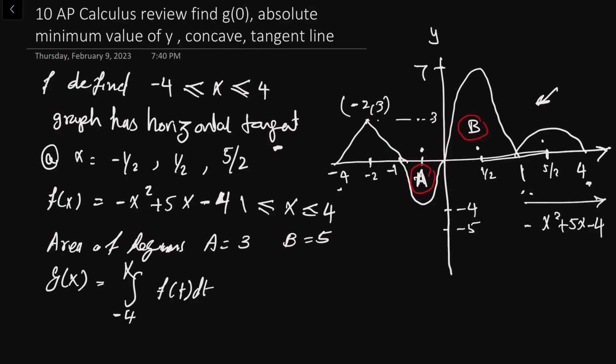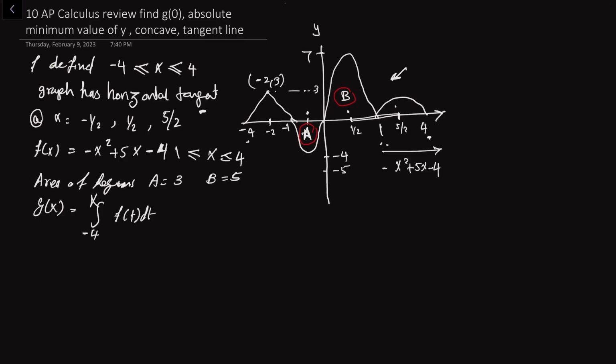And from the other interval, we have g of x, that's another function here: the integral from -4 to x of f of t dt. Now, with all this given, what is the first thing he's asking us to do in this problem? The first thing, part A: find g of 0 and g of 4.